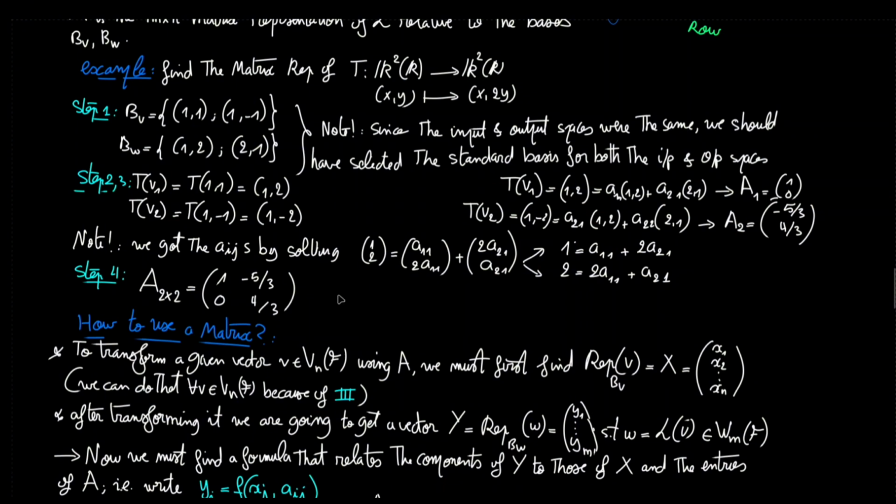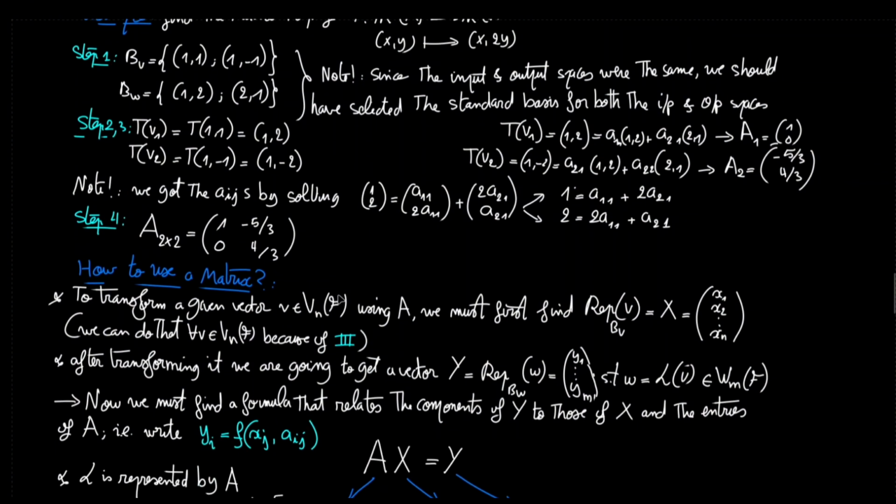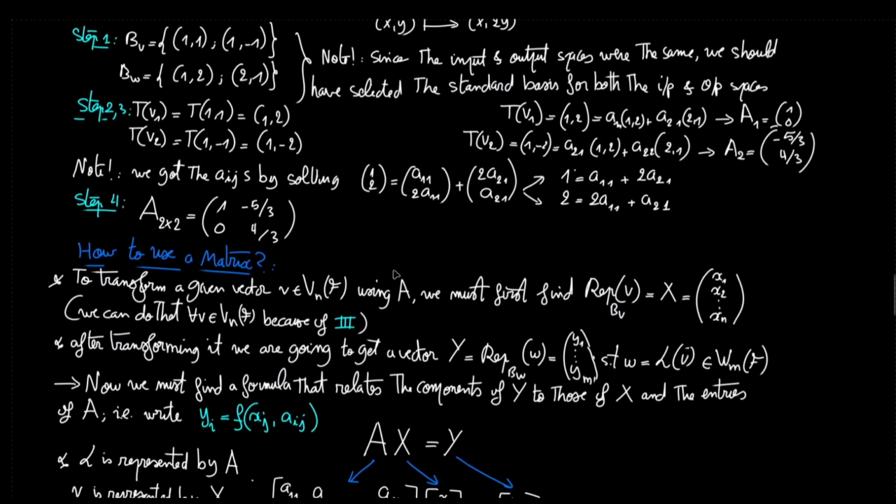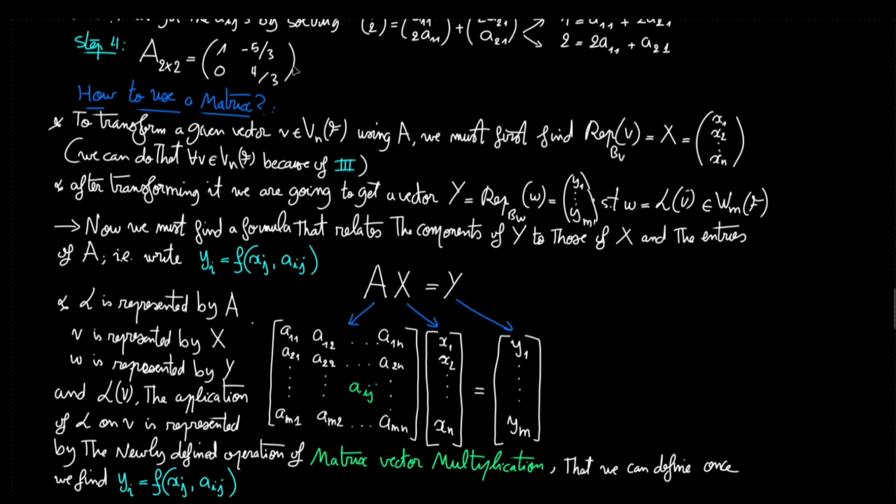Okay, how do we use this thing now? I mean, we have the information all contained within this box, this array of numbers. How do we use it? Well, to use it, first you must transform a given vector.